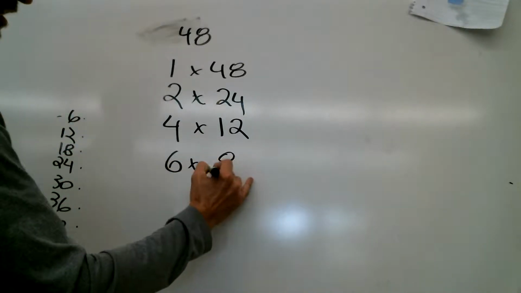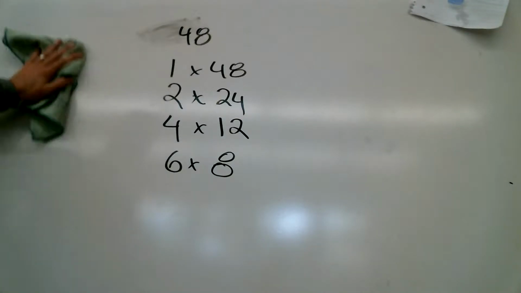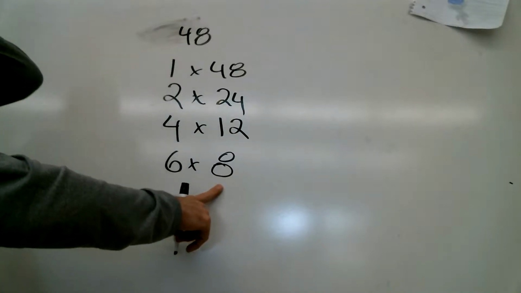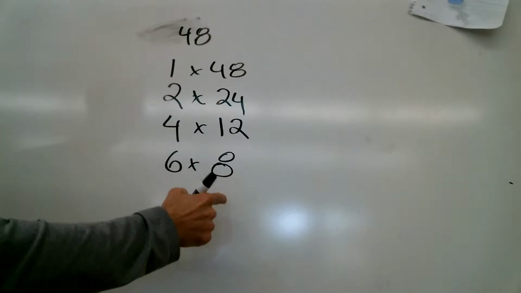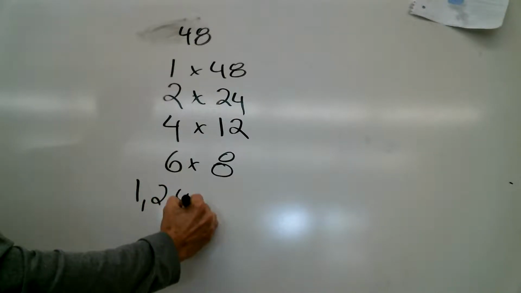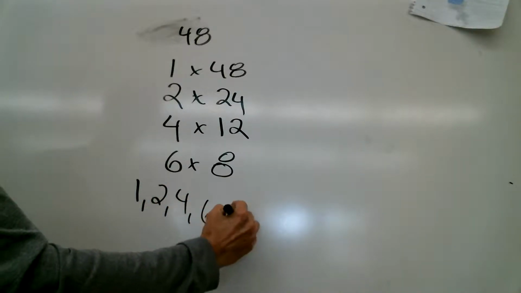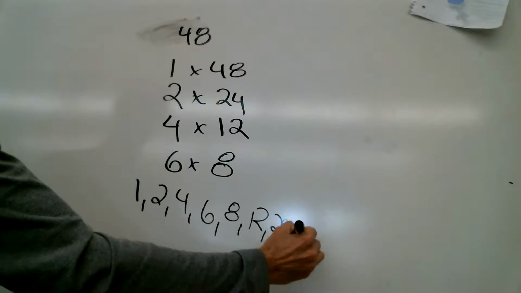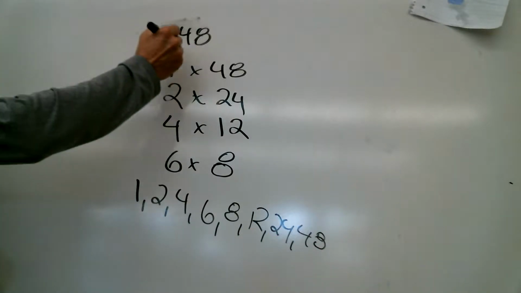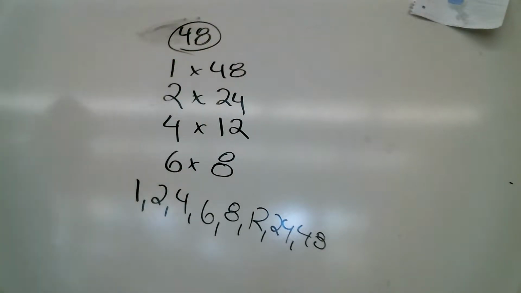6 times 8 is going to go in. 7, no, 8. Now we're already at 8. 9, no, and 10, no. So here are my factors. We write them 1, 2, 4, 6, 8, 12, 24, and 48. That's the list of factors of the number 48. That's really what it is.